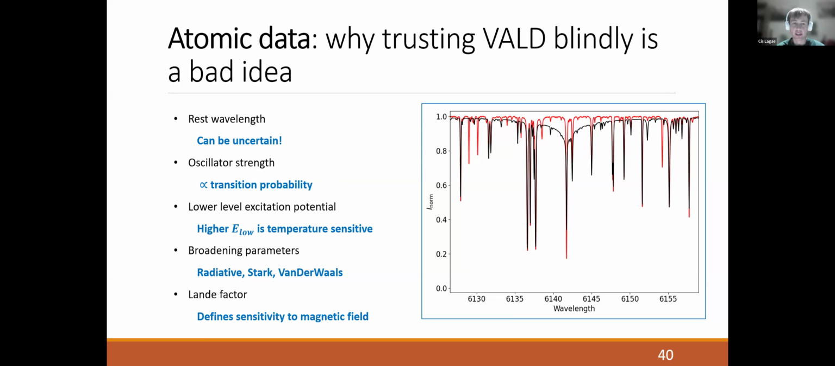You have your lower level excitation potential, which tells you how much energy is needed to bump electrons from the ground state to the lower level of where your transition, your line, actually happens. So higher values of your excitation potential means that your line is more temperature sensitive. With higher temperature, more electrons will be in your lower level, meaning you have more absorption than at a lower temperature. You have your broadening parameters, which define how your line is broadened, and your Landé factor, which defines the sensitivity to magnetic fields.